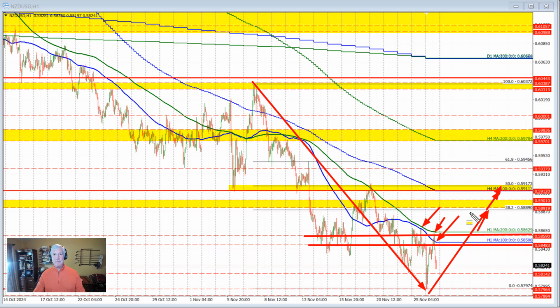So that's my technical look at this currency pair as we head into the key rate decision later on in the new trading day tomorrow.